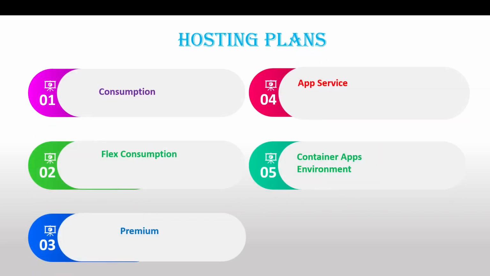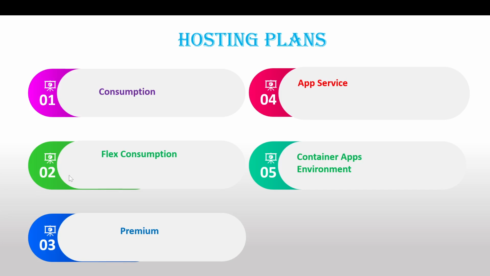There are multiple hosting plans. The first one is the consumption plan. As the name implies, you will be charged depending on the consumption. For example, you have a function which you have deployed and it's running only 1 hour per day. That means you will be charged only for 1 hour, not for the entire day. That is the consumption plan.